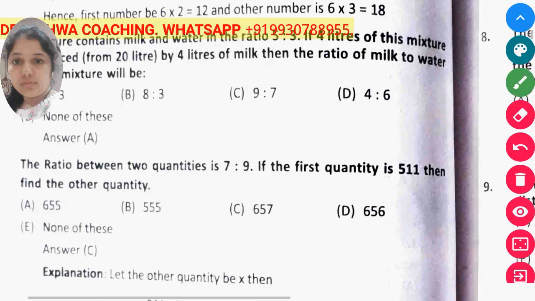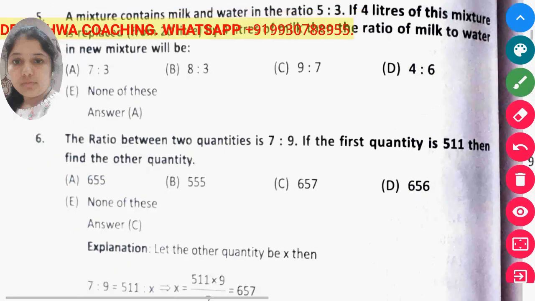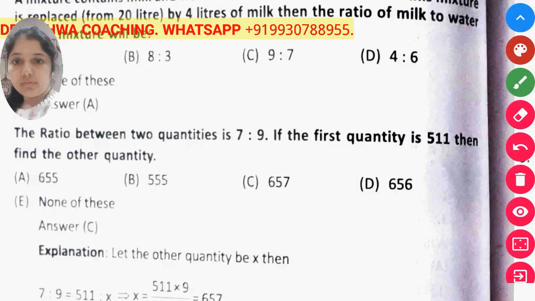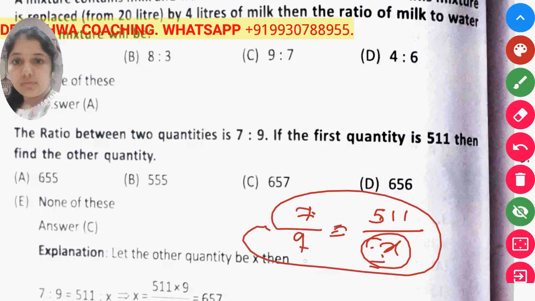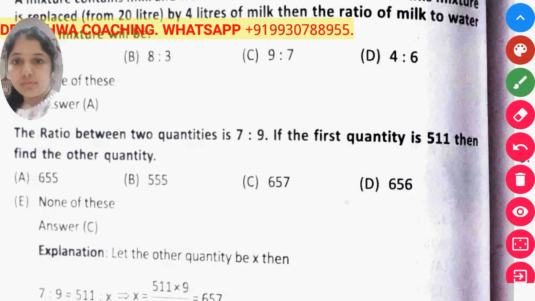Now the ratio between two quantities is 7:9. If the first quantity is 511, then the other quantity is asked. Now it is very simple. 7:9 is the ratio and it is equal to 511 upon x, because x is the other quantity. Now you cross multiply because they are equal, and equality rules tell us that we can cross multiply them, then the value is the same. So cross multiply and find the value of x.